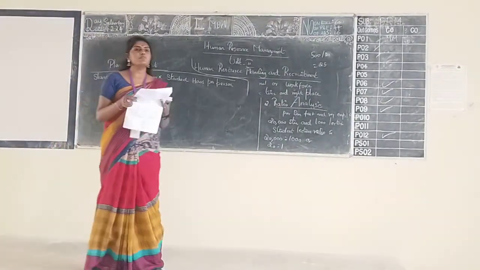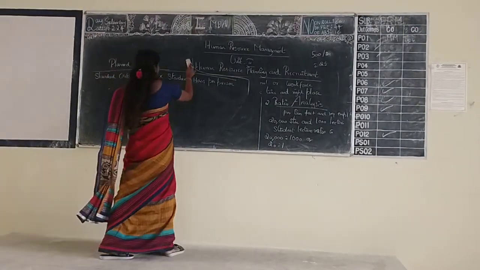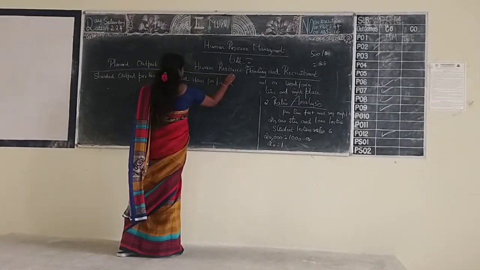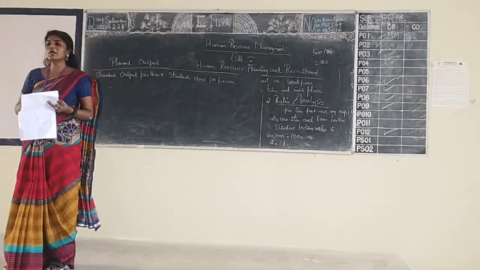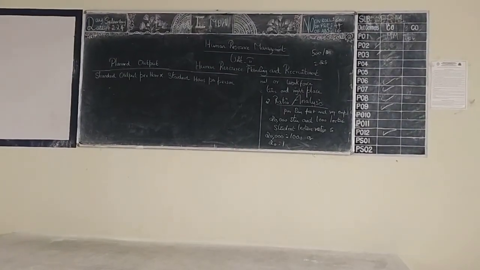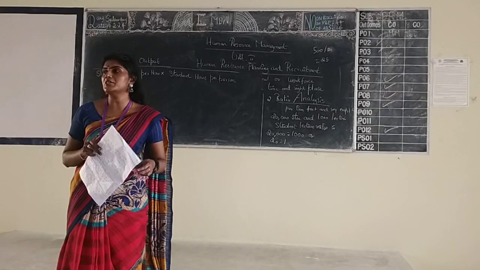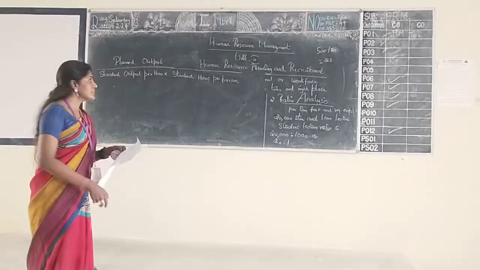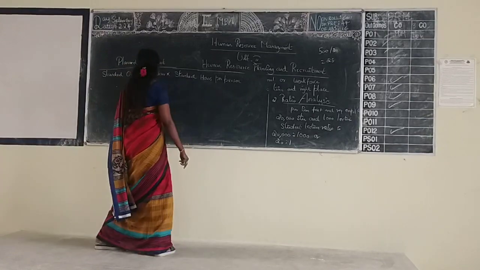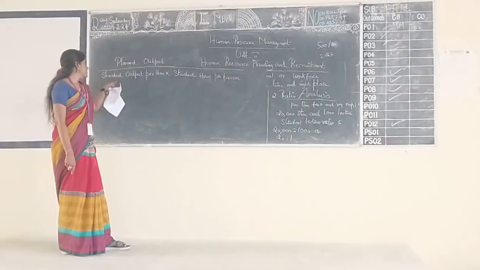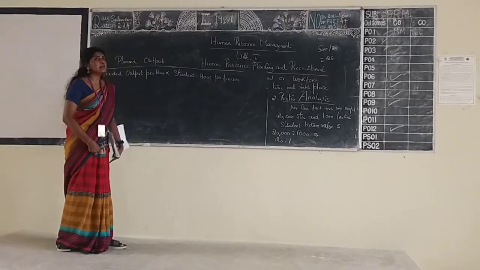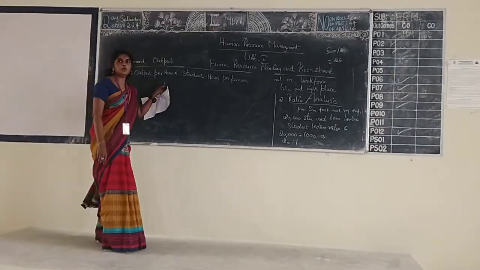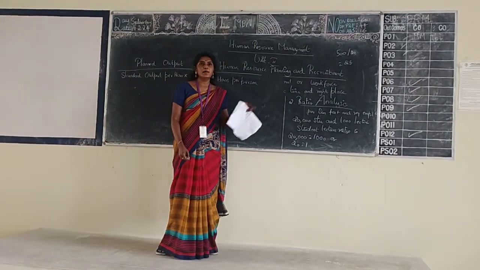The number of operations required to complete a specified volume of operations is equal to planned output divided by standard output per hour into standard hours per person. Planned output divided by standard output per hour into standard hours per person.